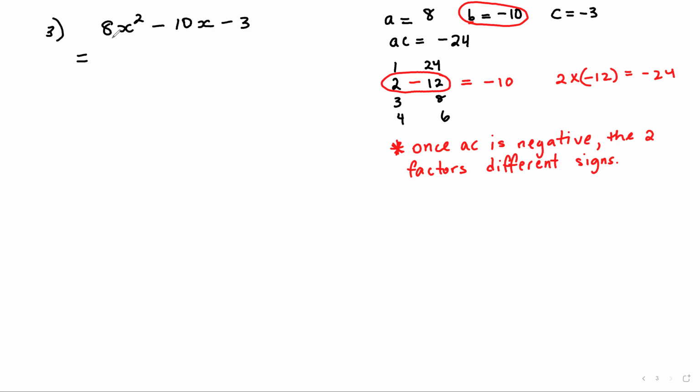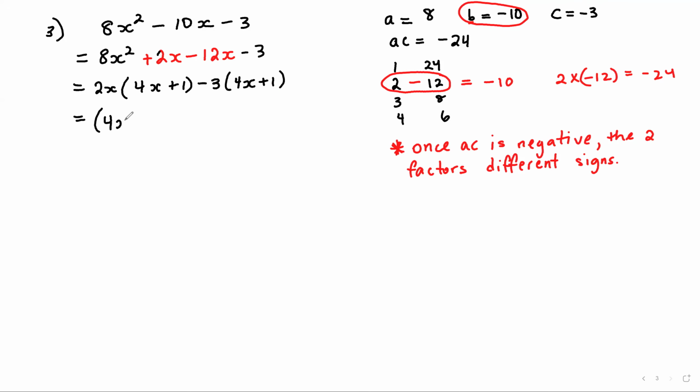Sorry about that. So now I'm rewriting the expression, replacing minus 10x with the two factors that we just selected, which were plus 2x minus 12x. So 8x squared plus 2x minus 12x minus 3. And now we factorize by grouping. The common factor between 2x and 8x squared will be 2x. 2x times 4x gives me 8x squared, and 2x times 1 gives me 2x. I'm bringing down this minus sign here. Between 12x and 3, the common factor is 3. 3 into 12x is 4x, and minus 3 into minus 3 is plus 1. Now I have my repeated factor, so that would be 4x plus 1 by 2x minus 3. Okay.